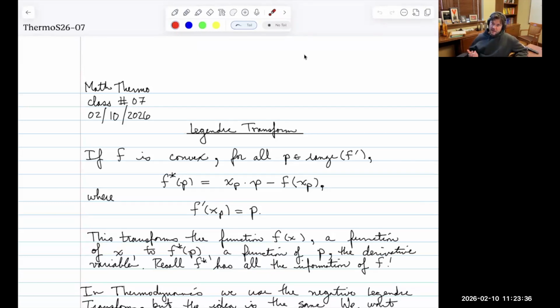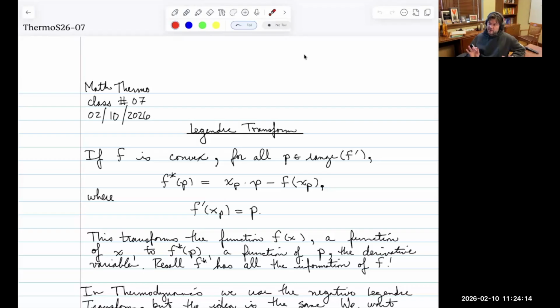If we start off with a convex function f generically, then it's some function of x, and we can transform it to a new function called the Legendre transform. Commonly in the convex analysis literature, it's called f star. It's a function not of x, but now a function of its derivative variable p. For a convex function, we showed there's a generic definition for all functions, and then we showed that for convex functions, it reduces to this definition here.